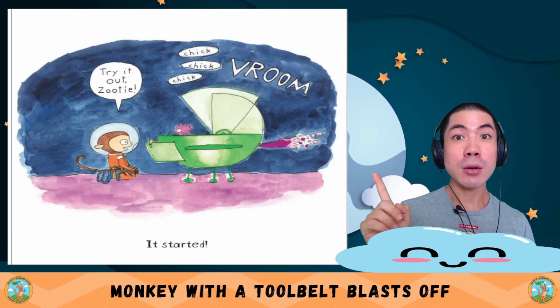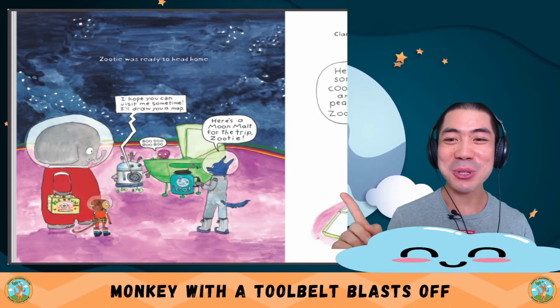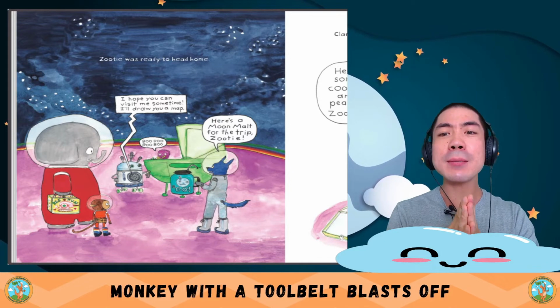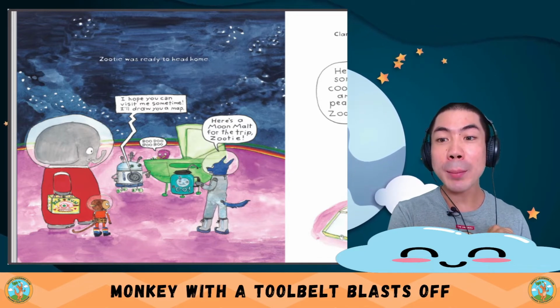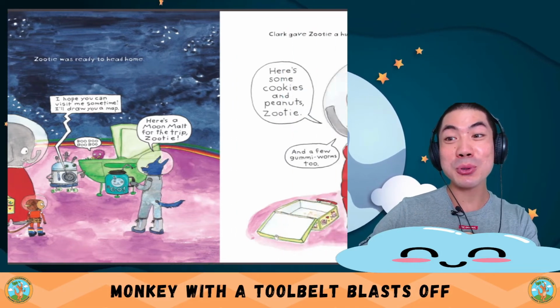Chick, chick, chick. Vroom! It started. Zuti was ready to go home. I hope you can visit me sometime. I'll draw you a map. Boo-doo, boo-boo. Here's a moon mote for the trip, Zuti.